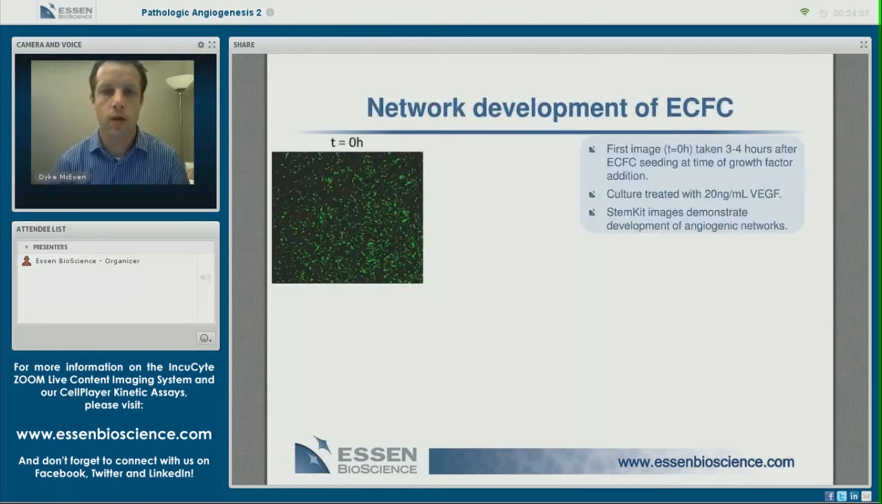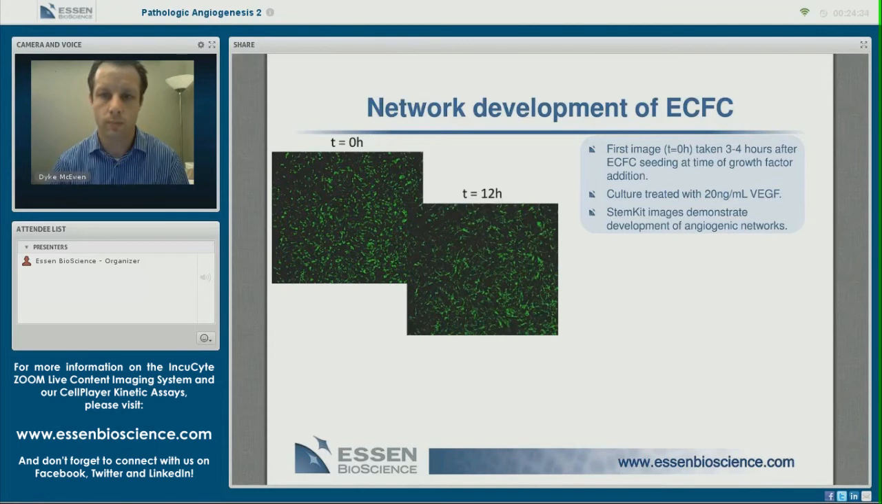How do we make this quantitation? Well, here I'm going to show you a series of images taken over time in our STEM kit. Here we're looking at ECFCs at time 0. This is taken 3 to 4 hours after the ECFCs have been seeded, and it is taken at the time of growth factor addition. This culture is treated with 20 nanogram per mil VEGF, and I will show you how the networks develop over time.